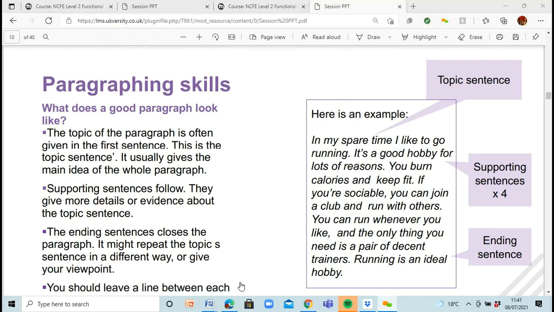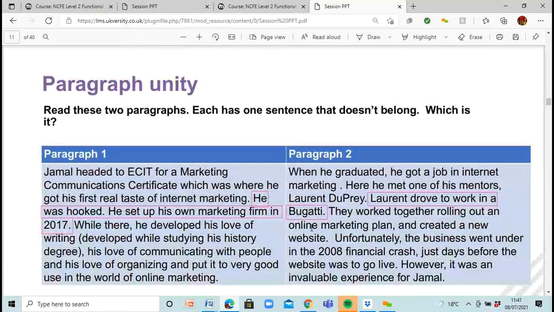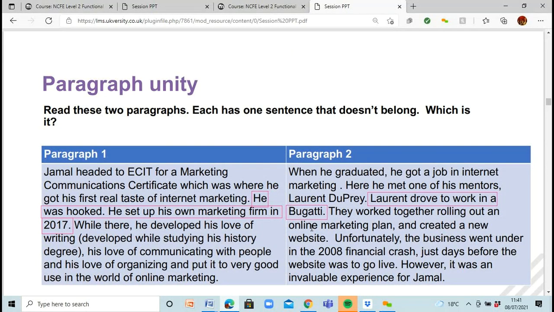So nice and simple. It's got all the information in there, and it shows how simply you can do it. So we're going to go on here now, and we've got 2 paragraphs, and we've got 1 sentence in each paragraph that doesn't belong there.